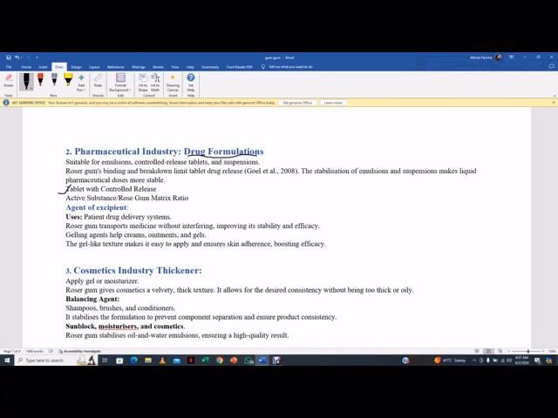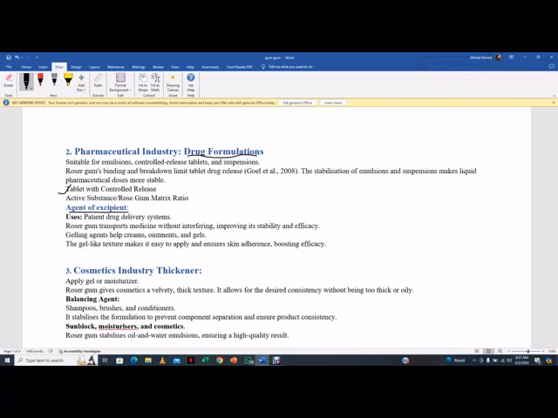The gum roser also acts as an excipient, as I mentioned here. It improves the drug efficiency and stability. Additionally, it also serves as a gelling agent in lotions, ointments, and gels, which enhances the ease of application and the adhesion to the skin. So, this is the role of the gum roser in the pharmaceutical industry.